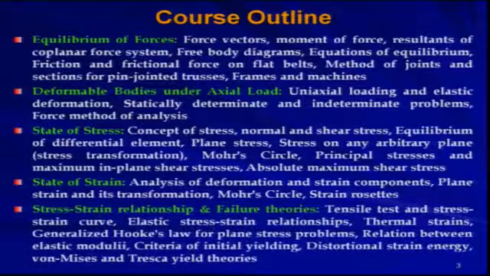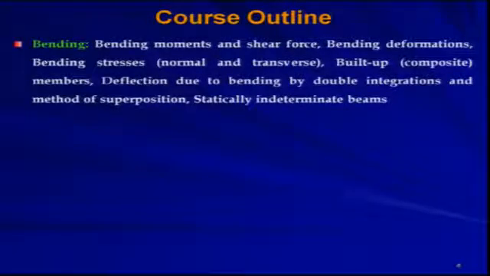Next is stress strain relationship and failure theories. It includes tensile test and stress strain curve, elastic stress strain relationships, thermal strains, generalized Hooke's law for plane stress problem, relation between elastic moduli, criteria of initial yielding, distortional strain energy, and von Mises and Tresca yield theories. Next is bending. It includes bending moments and shear force, bending deformations, bending stresses, normal as well as transverse, built up, that is composite members, deflection due to bending by double integration and method of superposition, and statically indeterminate beams.